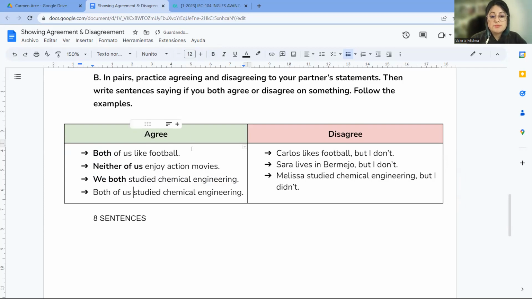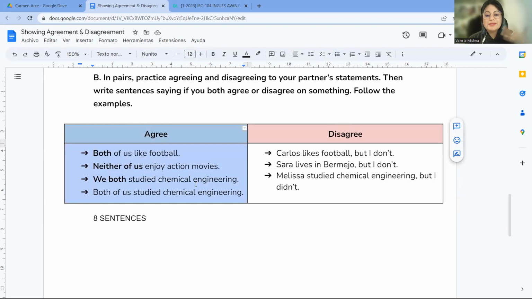And that's for agreeing, okay? When both of you have the same taste on something, or both of you share the same experience. On the other hand, you can disagree with your partner and you can say, for example, Carlos likes football, but I don't. In that case, you're disagreeing.